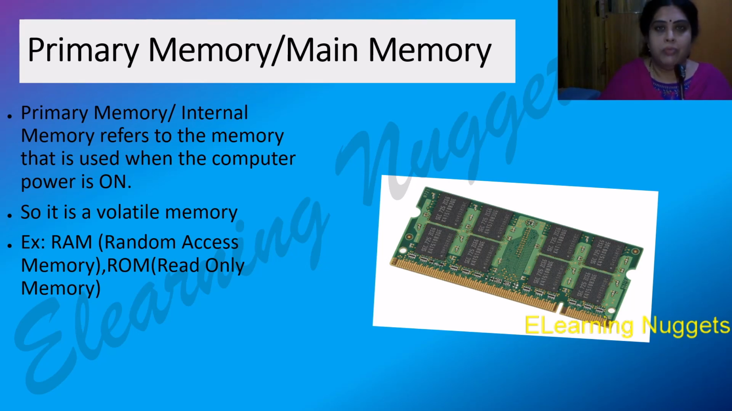What is primary memory? The primary memory is a volatile memory. That means this memory is available as long as the power is on. Once the power goes off, this memory is no longer available. So it is a volatile memory. Examples are random access memory and your ROM, which is a read-only memory. ROM actually comes as a part of your firmware, which I will tell you later.